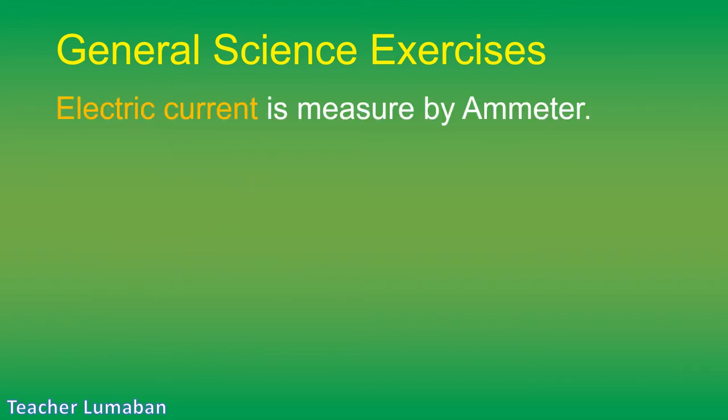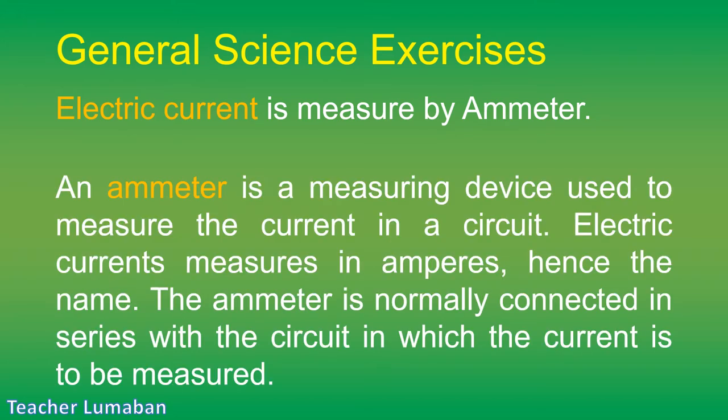Electric current is measured by an ammeter. An ammeter is a measuring device used to measure the current in a circuit. Electric current is measured in amperes, hence the name. The ammeter is normally connected in series with the circuit in which the current is to be measured.